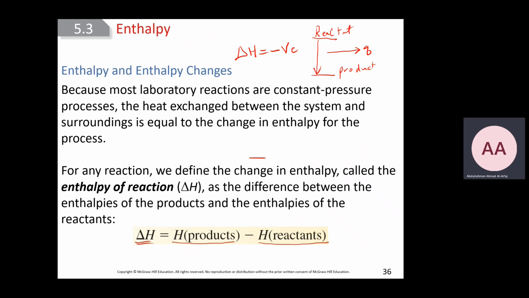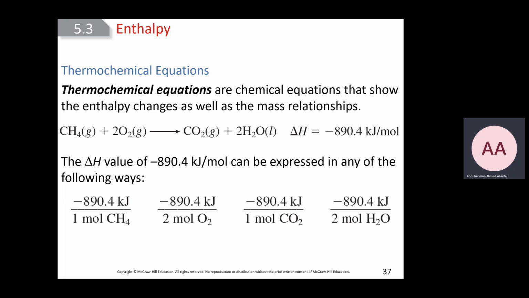On the other hand, if this is the reactant and this is the product, then you're going to go from here to here. Delta H, which is the H of product minus H of reactant, you need to add energy to it, and in this case, delta H will be a positive value.